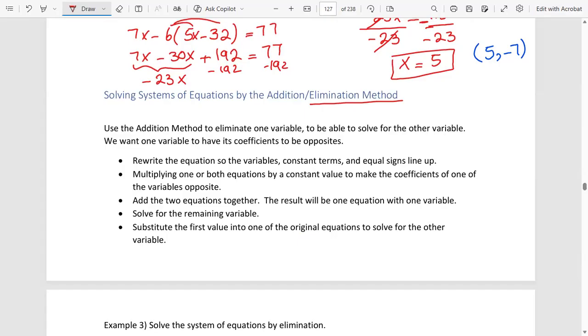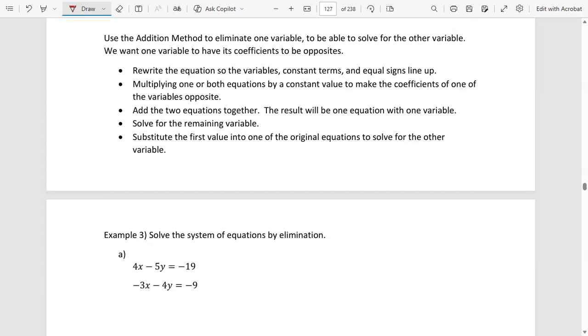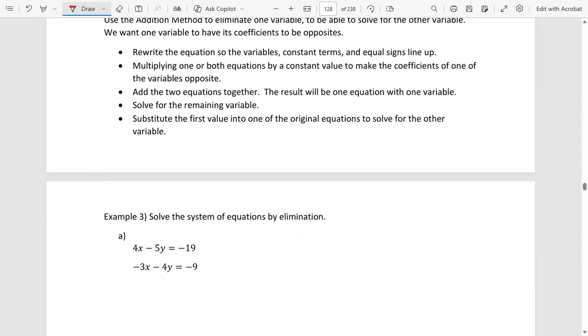So we have to decide first which variable we want to eliminate. Then we have to make sure that they have the same numbers in front of that variable. If they don't have the same number, we can multiply the equation to get the same number. Then by adding the two equations, we can easily eliminate one variable and find the other one.